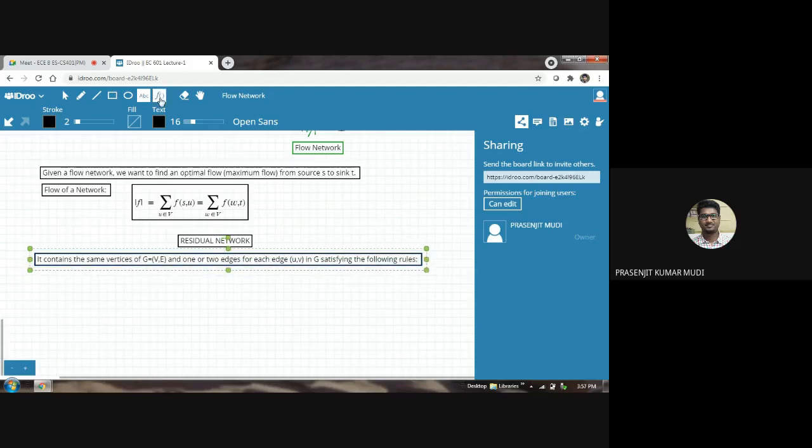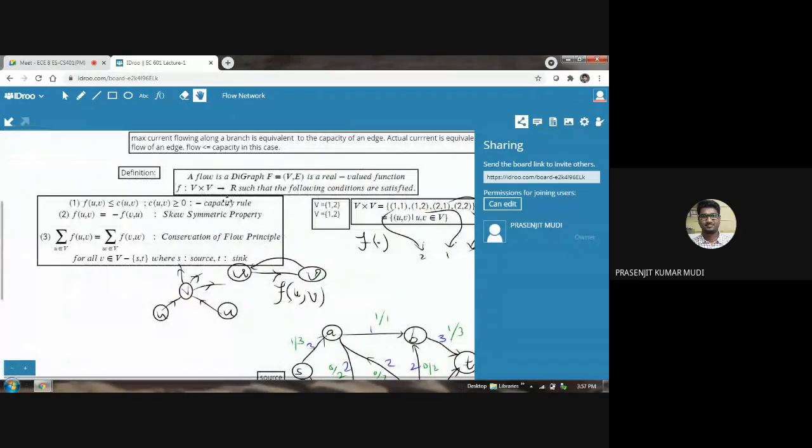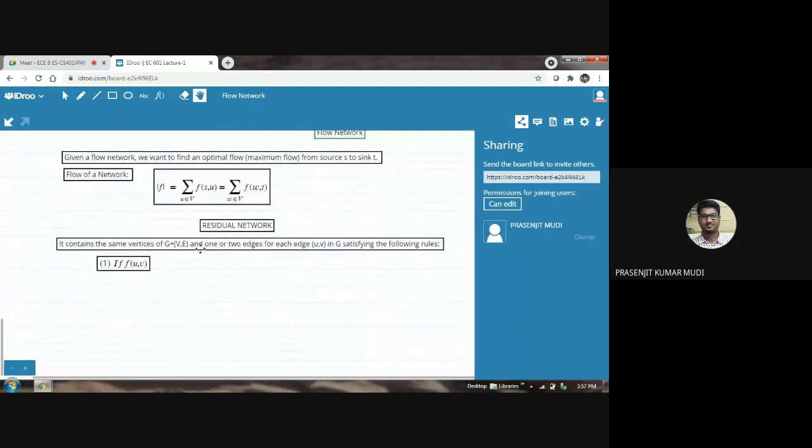Okay, so number one, what are the rules based on which you will construct a residual network? Number one is, if the flow of an edge f(u,v) is less than or equal to the capacity. It can be less than the capacity or it may be equal to the capacity, as per the first property, the capacity rule. So there are two possibilities, and based on those two possibilities, we will have two different rules.